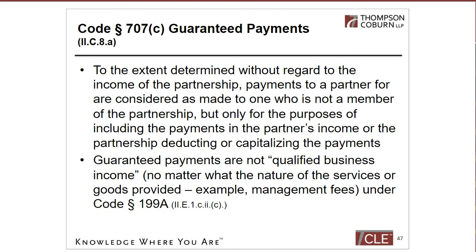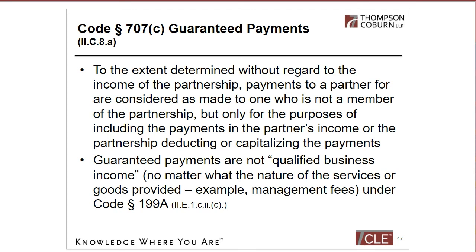Okay, so what is a guaranteed payment? That's a payment for services. Typically, if you have a service partner and you just pay them a flat amount every year for the services they render, maybe they get profits in addition, maybe they don't. But if they get a flat amount based on the services they render or rendered, that is a fee for services. So that is considered to be a fee rather than an interest in the profits.